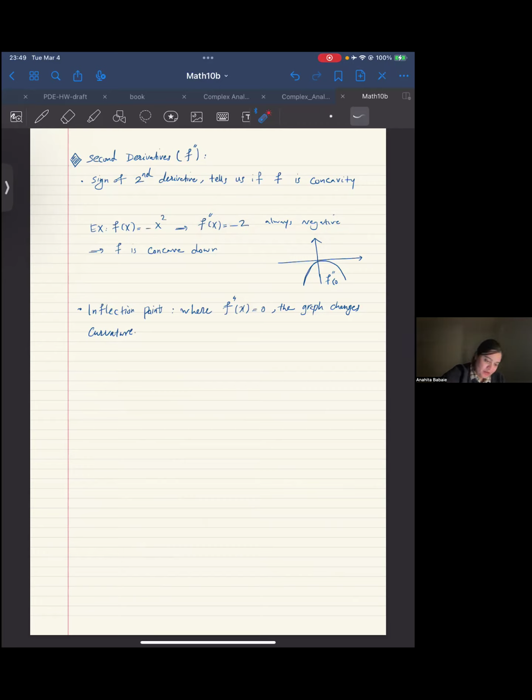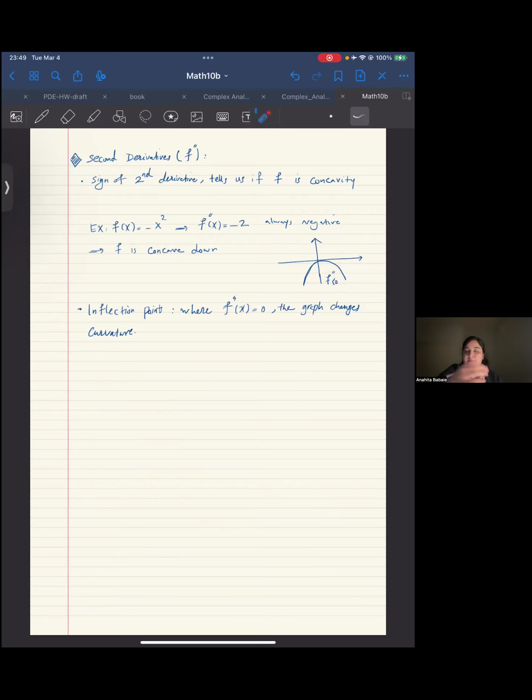And as we look at the graph of the function, because again it's a simple function that we can draw, we see that it's true. Our function is always curving down because the second derivative is negative here.